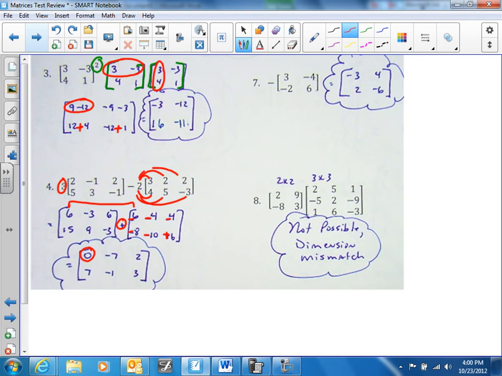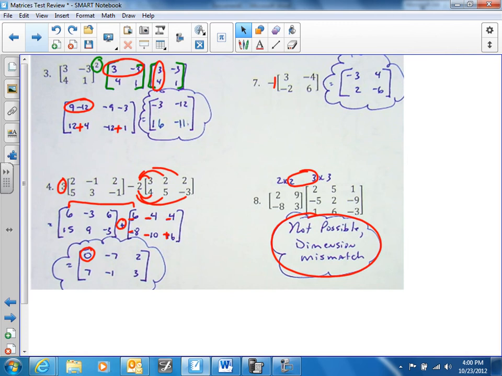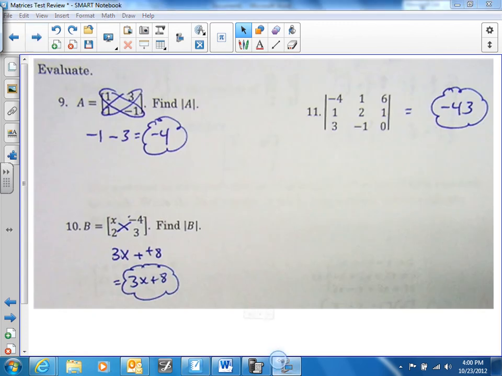On this one, this is simply a -1, and you multiply that -1 times all 4 of these elements. Now this one, notice this is multiplication. The middle two terms are not the same. Not possible. Dimension mismatch.